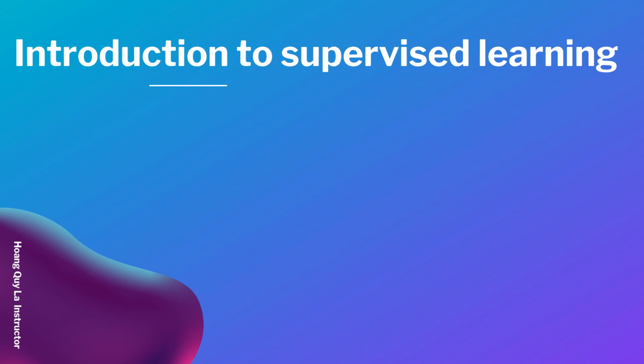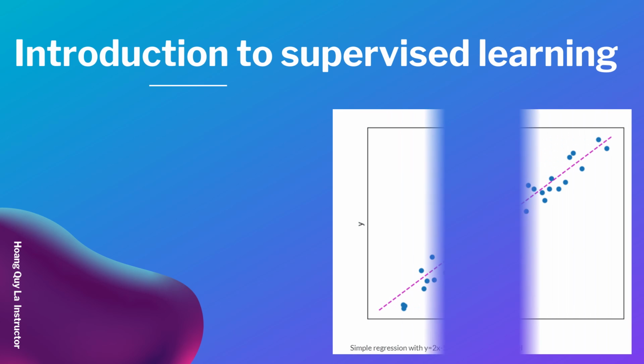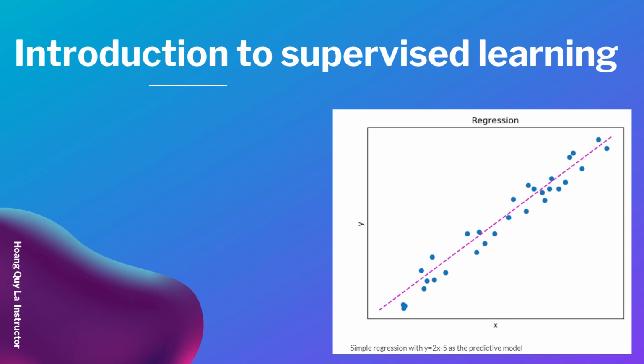Now it is time to look at an example of that. This is a simple regression model. As you can see, there is a line here, and a lot of points. This is the prediction, which is close to the real data. This is a simple relation with y equal to x minus 5 as the predictive model.